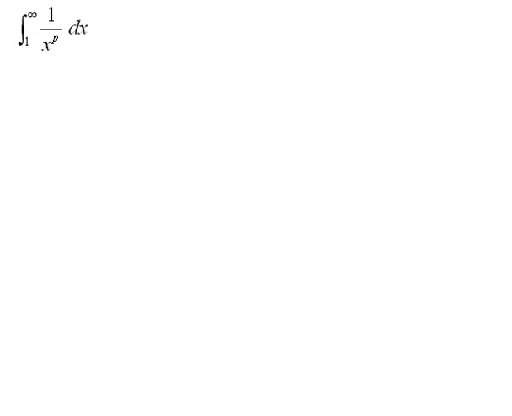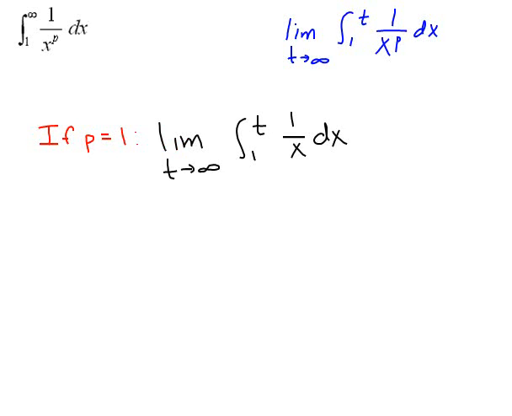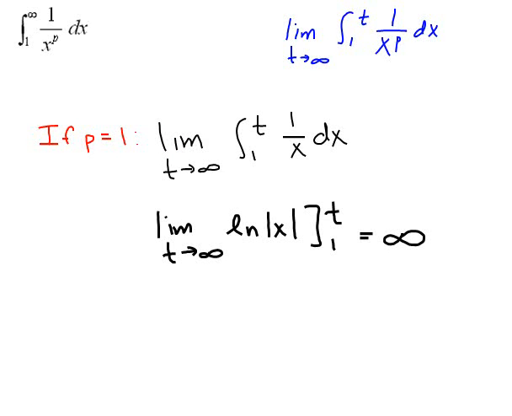Now we'll consider the integral from 1 to infinity of 1 over x to the p. This integral is improper because it has infinity as a limit of integration. Replace the infinity with t and find the limit as t approaches infinity. The way we anti-differentiate 1 over x to the p depends on what type of number p represents. If p equals 1, we have the integral of 1 over x, which is natural log the absolute value of x, and this limit approaches infinity.